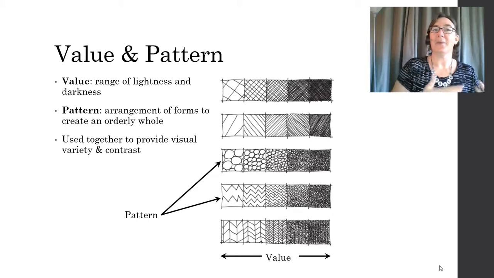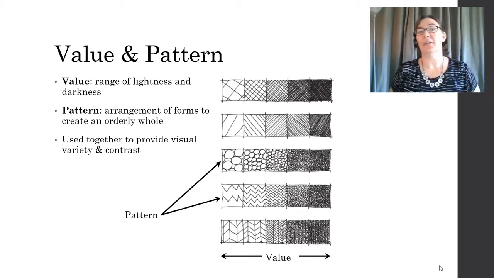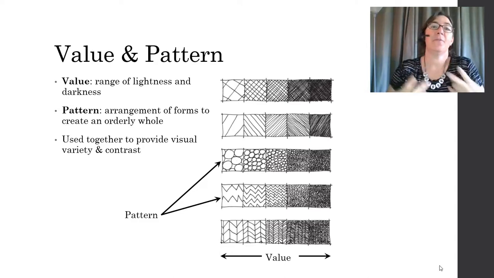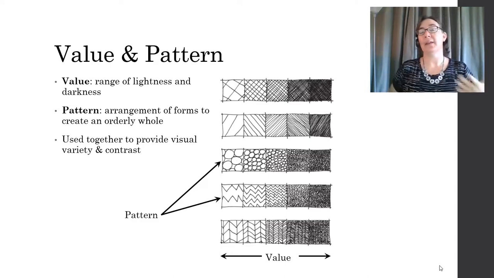So if value is the range of lightness and darkness, pattern then can be defined as the arrangement of different forms to create an orderly whole. And value and pattern together can be used to create some visual variety and some contrast. And later we'll see it used to create texture.